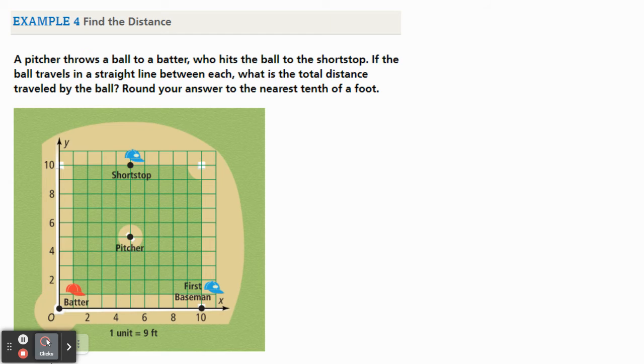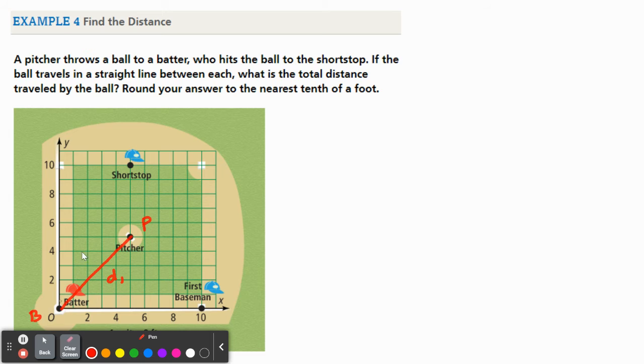Okay. Now, a couple of things here. Let's first talk about the paths, right? So this ball is thrown from the pitcher to the batter. So this is path 1. So here's the pitcher. It goes from P to B. So there's going to be distance 1. And then he hits it or she hits it straight line from B to S. You see that straight line? That's pretty good, right? And that's distance 2. And we want that total distance.